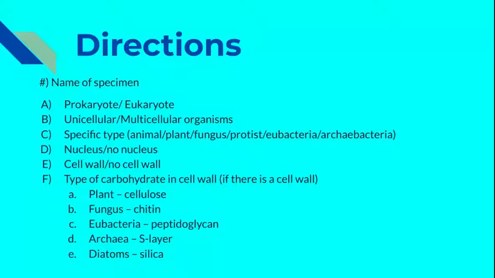If there's no cell wall, you actually do not have to answer F, which on the assignment itself will be number 6. If there is a cell wall, I want you to determine the type of carbohydrate in the cell wall. So plants have cellulose, fungus have chitin, eubacteria has something called peptidoglycan, archaea has an S layer, and diatoms, which are actually a type of algae, have silica cell walls.